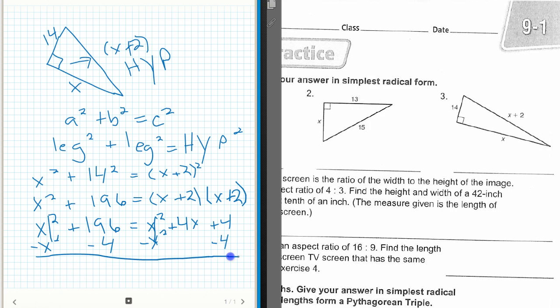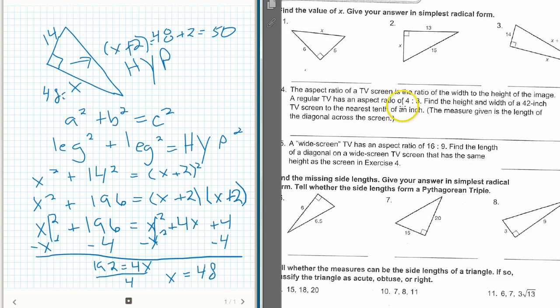Subtract 4 from both sides, and that gives me 192 is equal to 4x. Divide both sides by 4, and I've got x is equal to 48. So 48 is one side measurement, and x plus 2 is 48 plus 2, or 50. So I've got all three sides there.